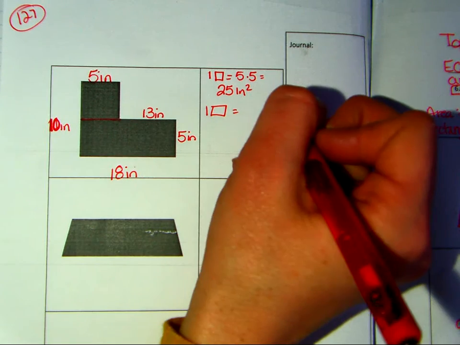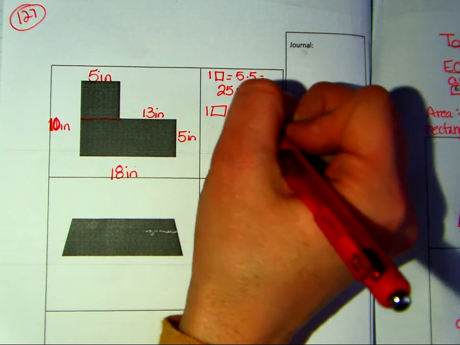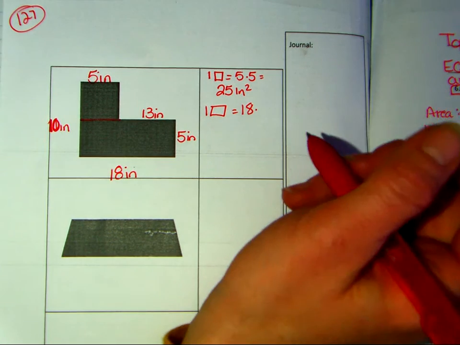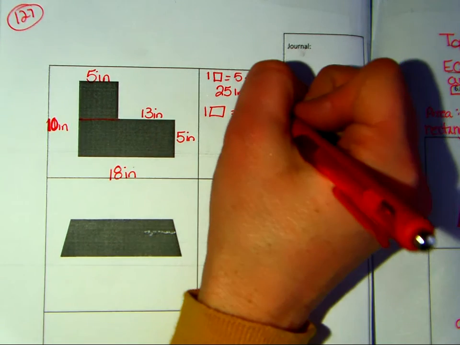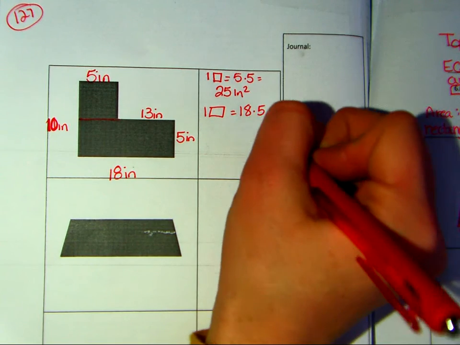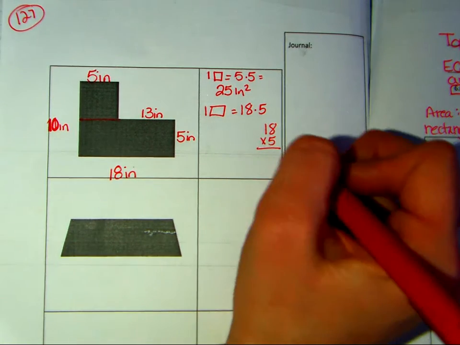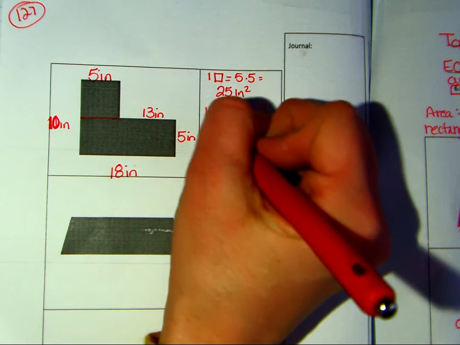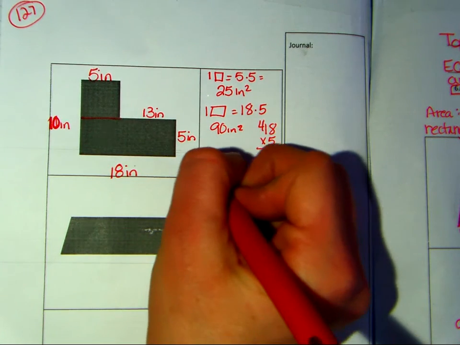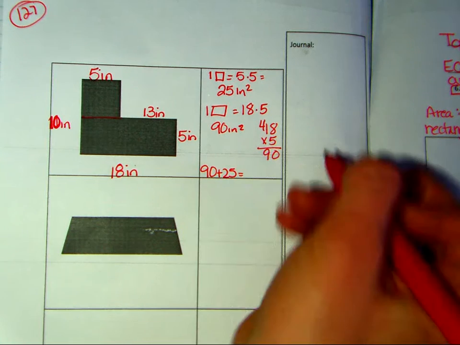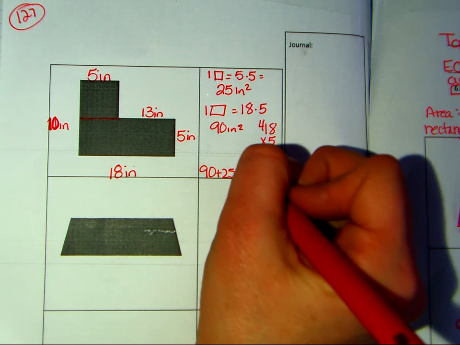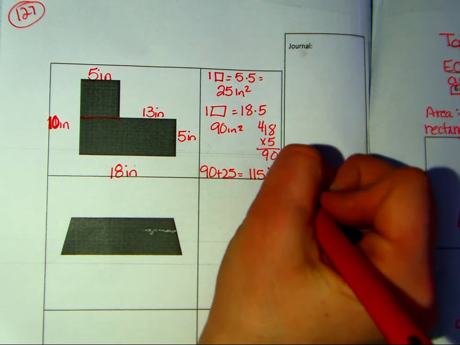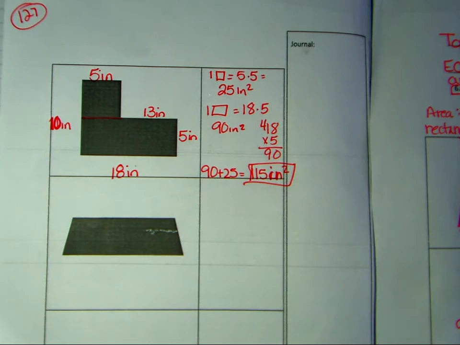And then you have this rectangle down here, which would be length times width. What is the length? 18. What's the width? 5. All right, so let's do 18 times 5. Sorry, I flubbed that up. 8 times 5 is 40. And then, yeah, you get 90. So we'd have 90 inches squared. We have to add that together. 90 plus 25 equals 115 inches squared. Good thing I have you guys around.